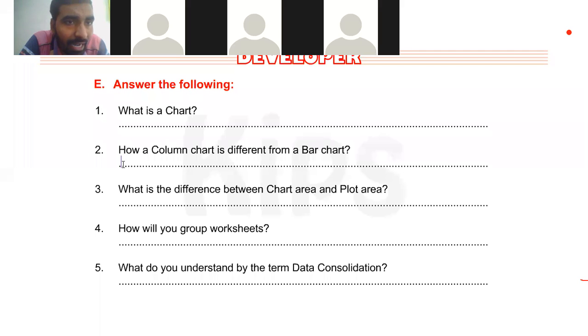But bar chart displays the data in the form of horizontal bars. Other difference, bar chart is just opposite. Just opposite means it shows the value axis as horizontal on the x-axis. Value is shown on x-axis and the category is shown on y-axis. Okay.